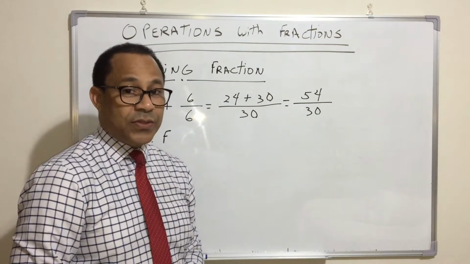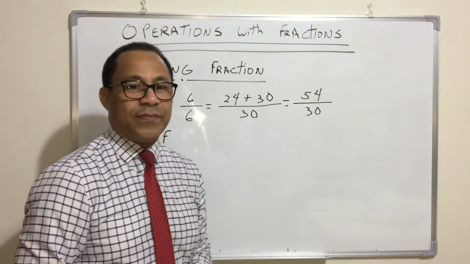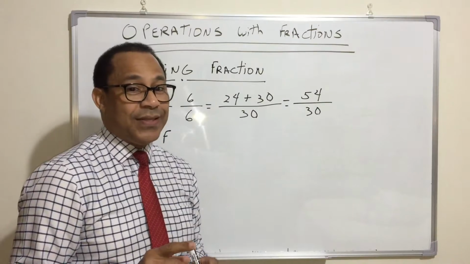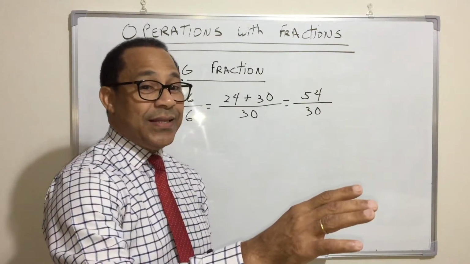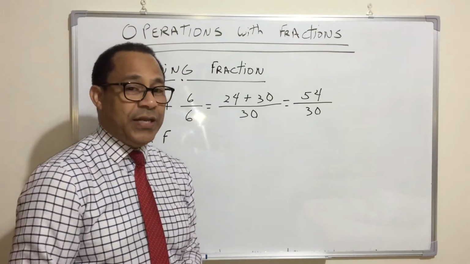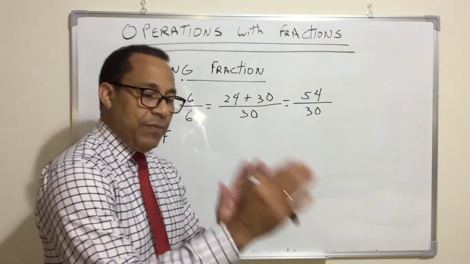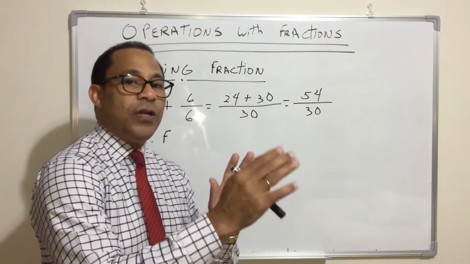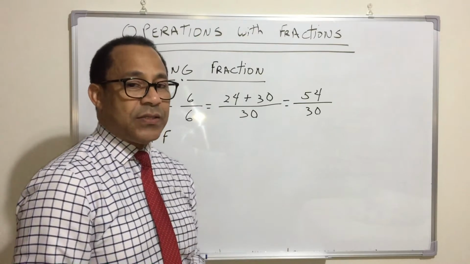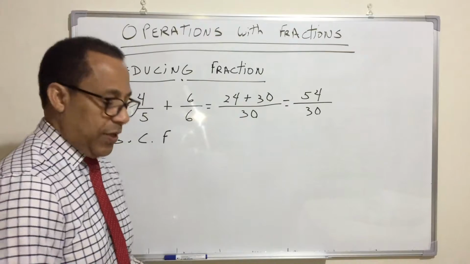So the factors have a limited number of factors, not like the multiples. The multiples never end. And we saw that in our last video when finding the least common multiple. But the greatest common factor has a limited number of numbers or factors. Let's find the greatest common factor for 54 and 30.